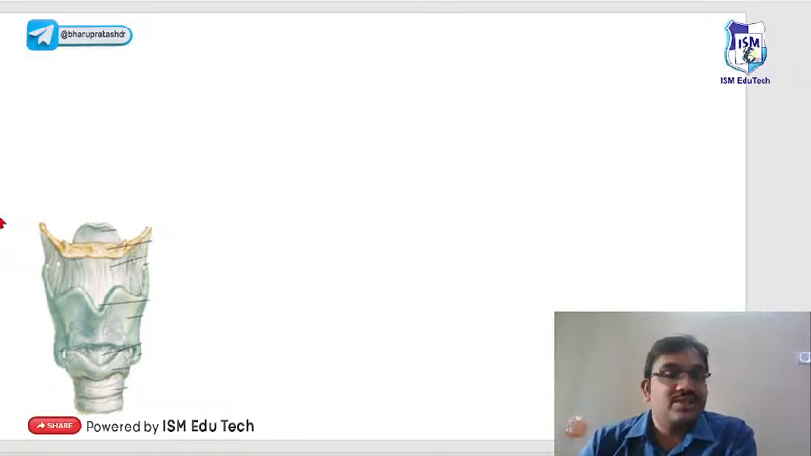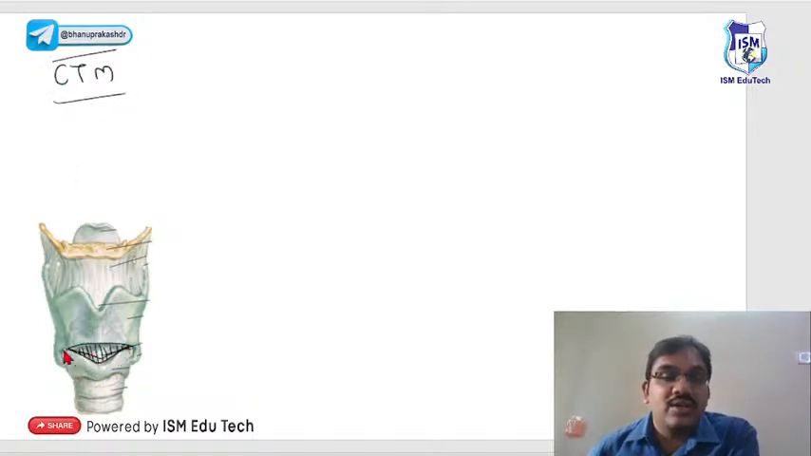And coming to the next structure, next, lying below here, you can see a membranous structure between the thyroid lower surface and the cricoid upper surface. This membrane is called the cricothyroid membrane. It is between the cricoid and thyroid, the cricothyroid membrane.